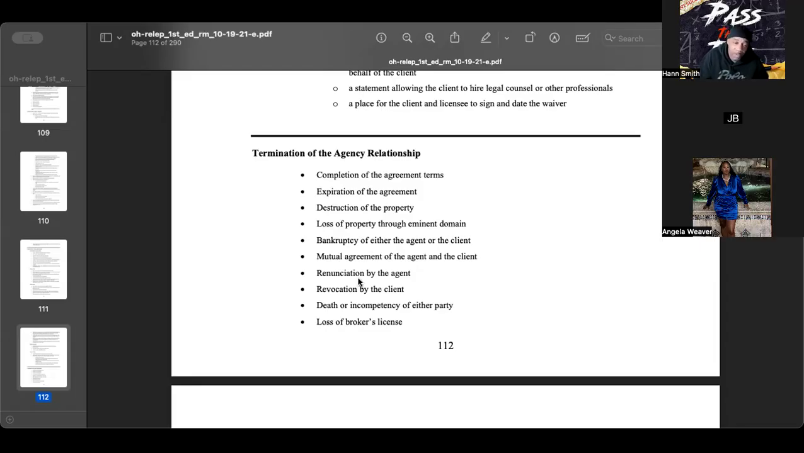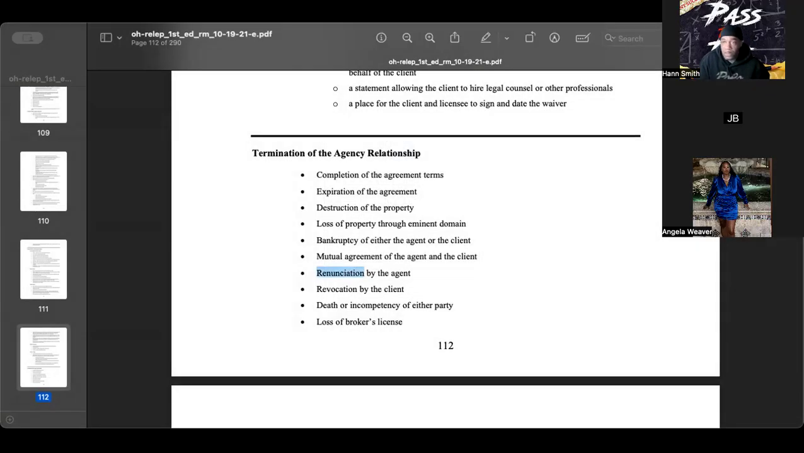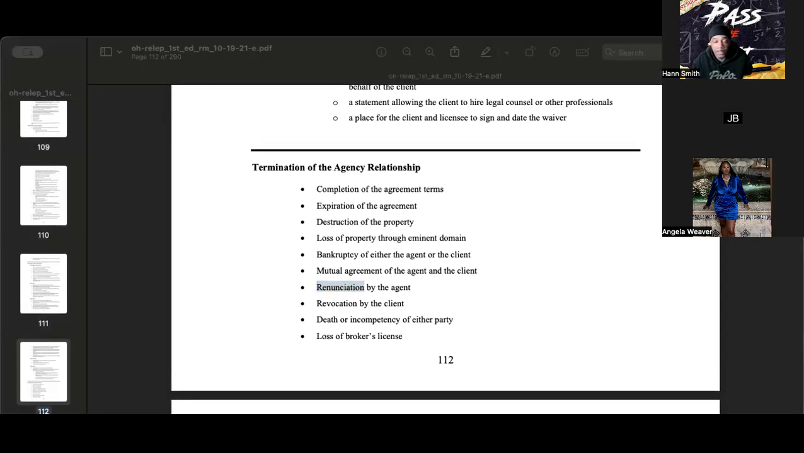All right. And then renunciation by the agent, these down here, you don't really have to do. You can renounce. Hold on, let me just, I want to make sure y'all know exactly what this is. And then we're almost done with this. I think this is the last portion of it, but I just want to see what this is.